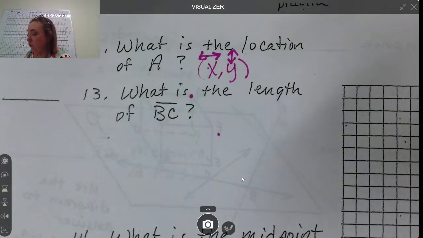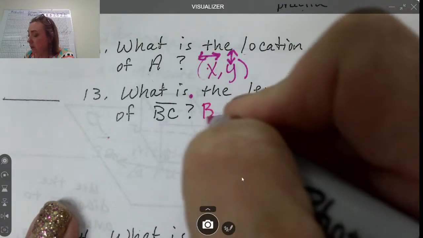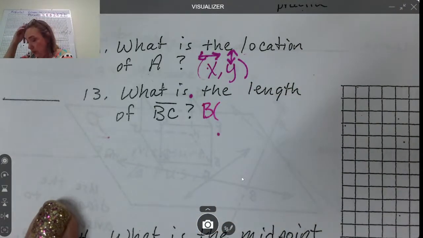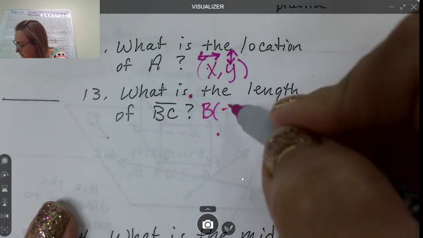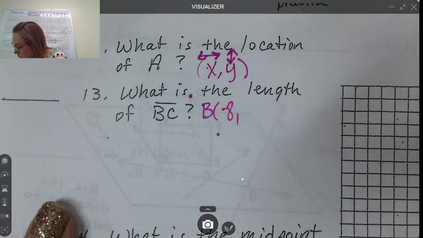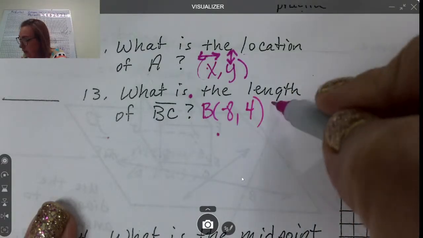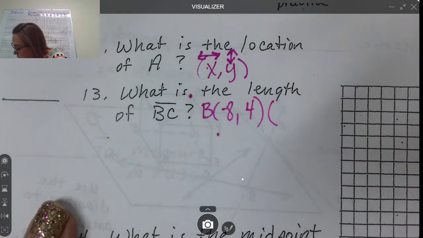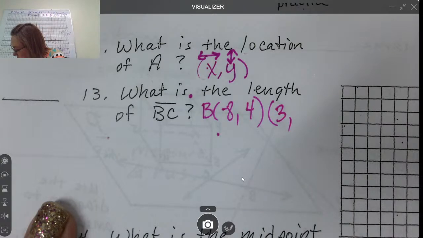Okay, what is the length of BC? So for BC, we have to first identify point B, which is going to be 1, 2, 3, 4, 5, 6, 7, 8, negative 8. And then 1, 2, 3, 4, negative 8, 4. And we also need to identify point C, which is 1, 2, 3, 3. And then we're going down, so 1, 2, 3, 4, 5, 6.